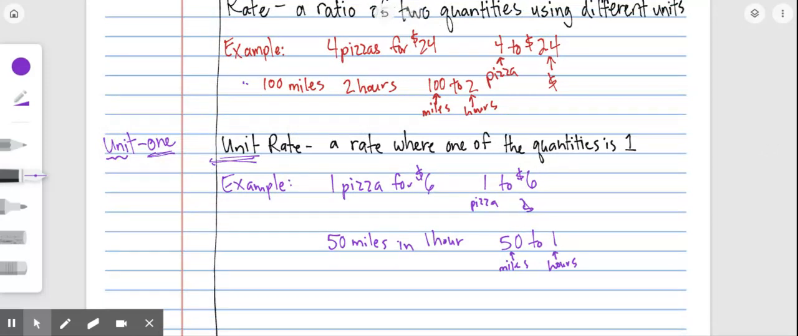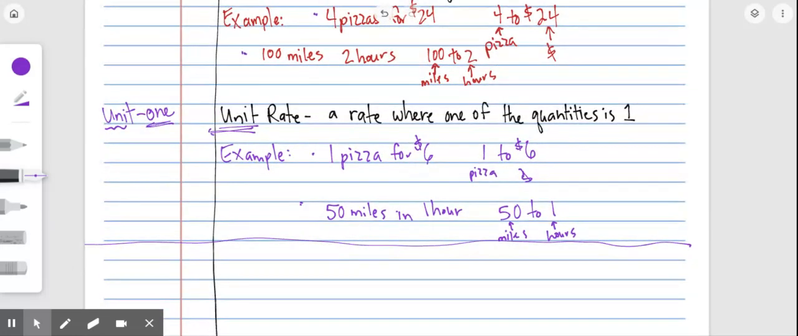And notice I took them straight from the examples from before. Think about how did I get from 4 pizzas for $24 to 1 pizza for $6? How did I get from 100 miles in 2 hours to 50 miles in 1 hour? What sort of thing did I do in order to get there? And then let's do some examples.